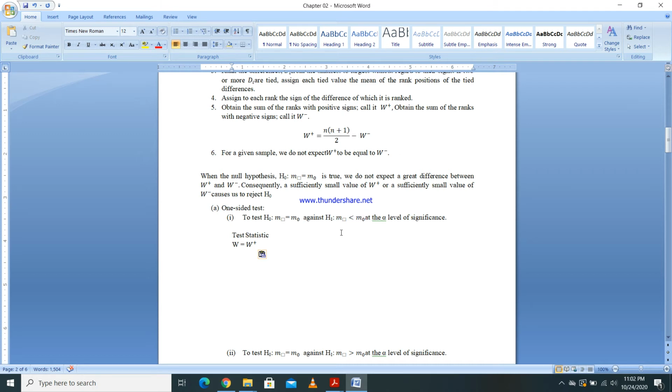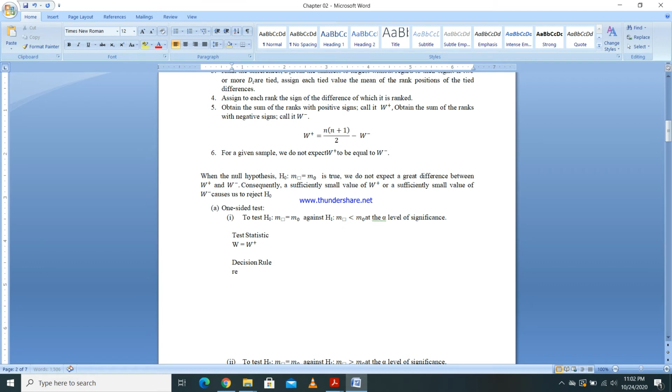That is, if you are testing a less than inequality in your alternative hypothesis, here you have to go with W plus. That is an easy way to remember, right? This would be your test statistic. That is, after ranking all the absolute differences, you take the summation of the ranks of the positive differences. So that would be your test statistic. Now we have calculated the test statistic, so how are we going to take our decision? What is the decision rule?